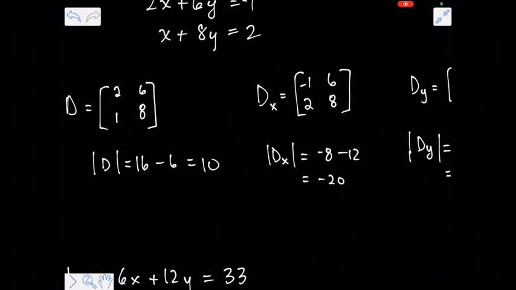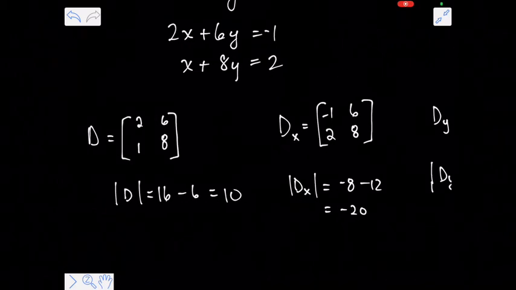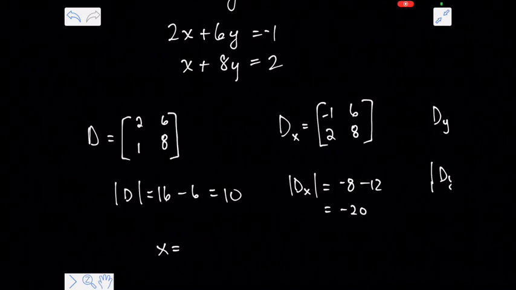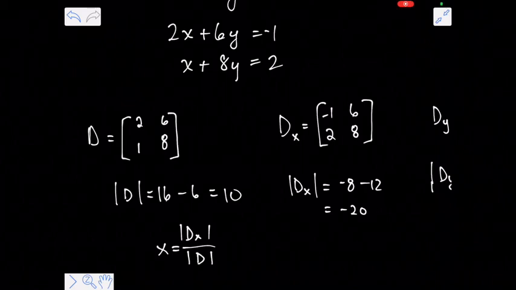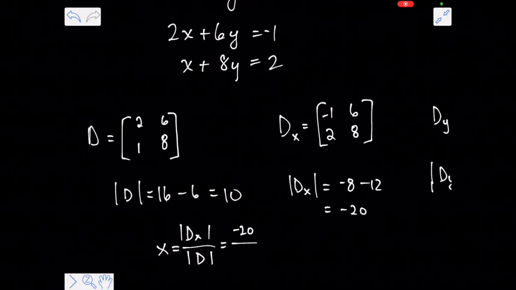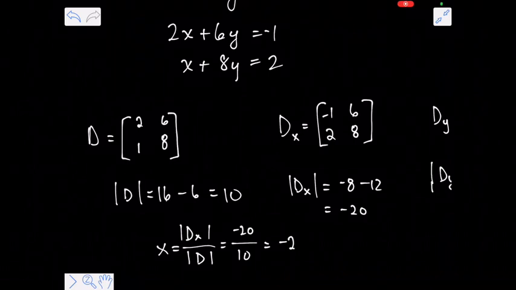So according to Cramer's rule, the value of x was the determinant d sub x divided by the determinant of d. So the determinant of d sub x was negative 20. The determinant of d was 10. So that equals negative 2.